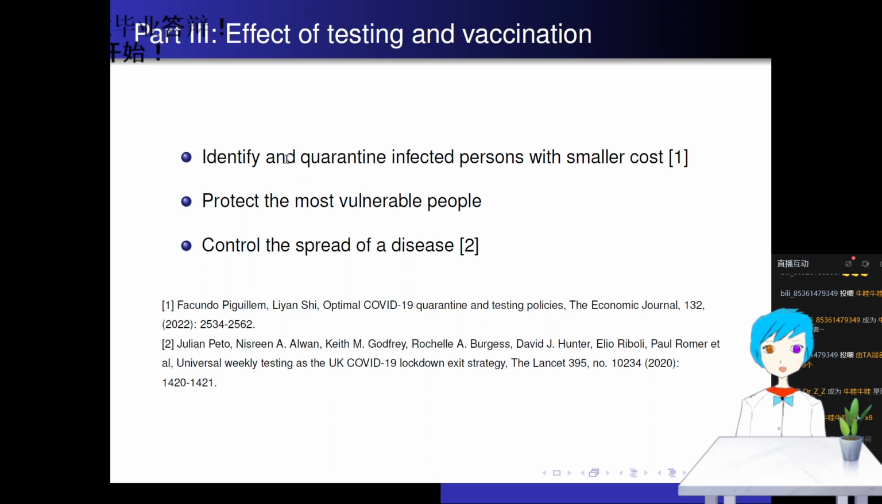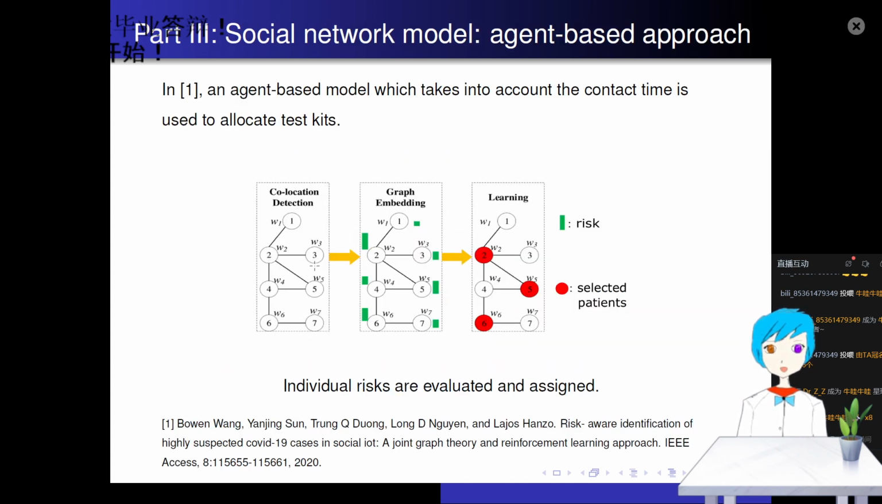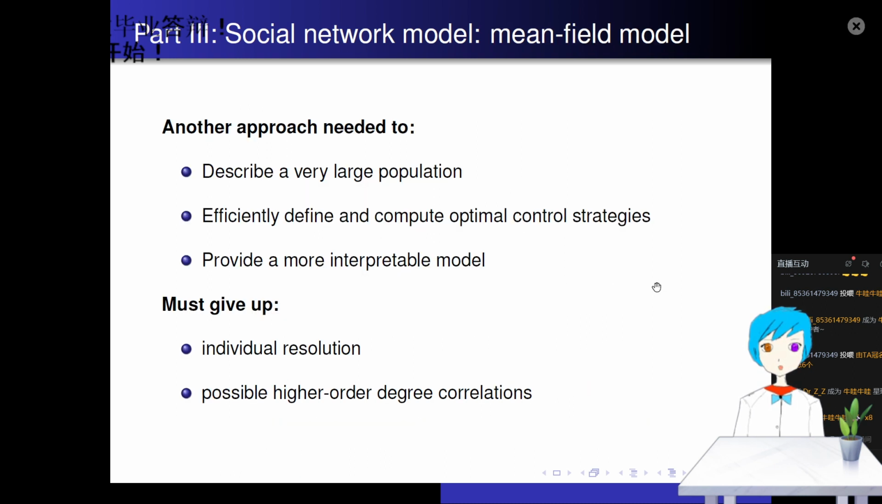Testing can help us identify and quarantine infected persons with smaller costs because we don't need to quarantine everyone. And vaccination can help us protect the most vulnerable people from being infected. In a recent paper, an agent-based model is proposed to quantify the risk for different individuals in a social network, as shown by the green bars. And those persons who are perceived to be at the highest risk are selected and tested. This method is useful, but it may need a huge amount of data if we wish to apply it to a very large group of population, because we need accurate, precise interpersonal contact time data.